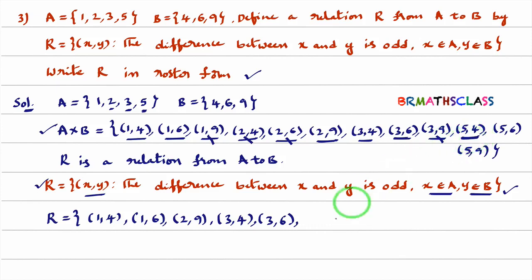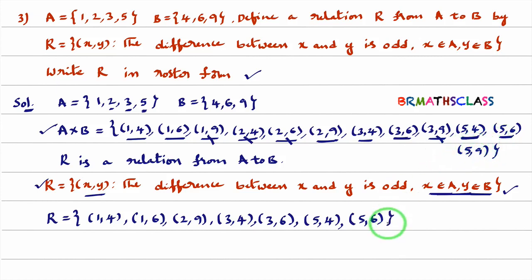Now you take ordered pair 5 comma 4. Bigger number minus smaller number: 5 minus 4 is 1. 1 is an odd number, so this ordered pair 5 comma 4 will come in this relation. You can check 5 is in set A, 4 is in set B, and the difference between them is odd. Now what about 5 comma 6? 6 minus 5 is 1, which is odd. So ordered pair 5 comma 6 is present in this relation. Now the ordered pair 5 comma 9. 9 minus 5 is 4. 4 is an even number, so their difference is not odd.